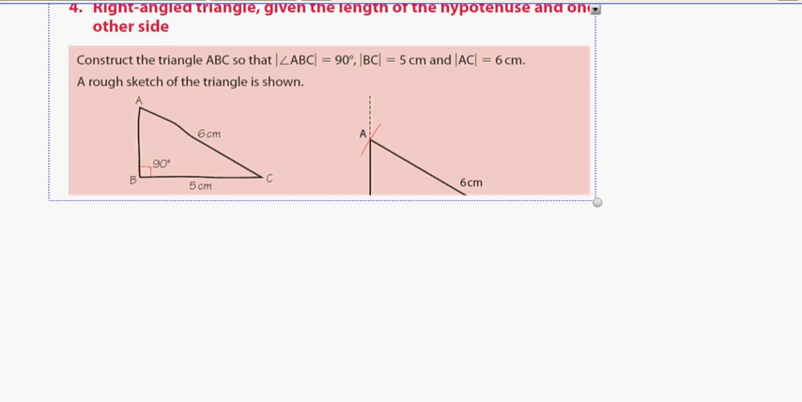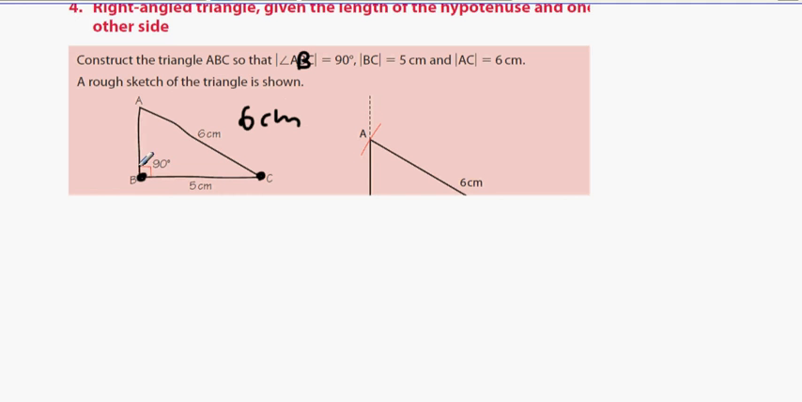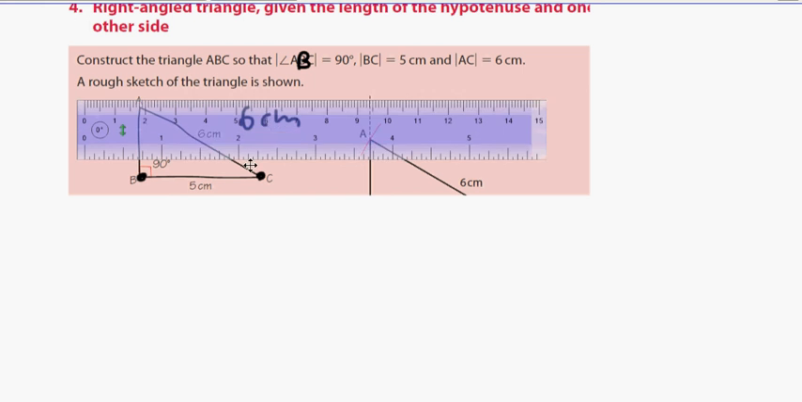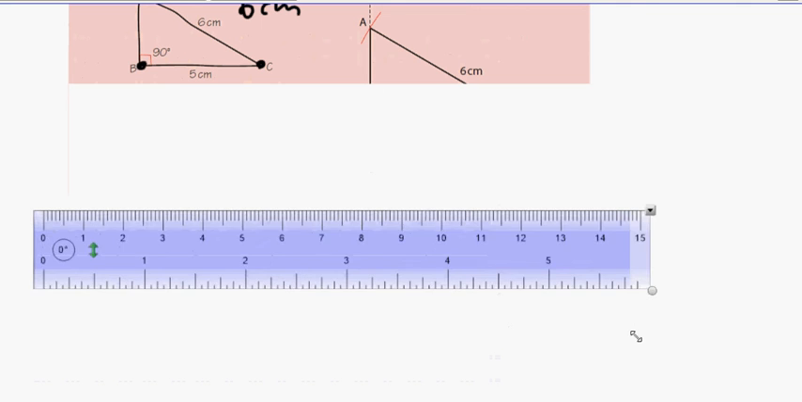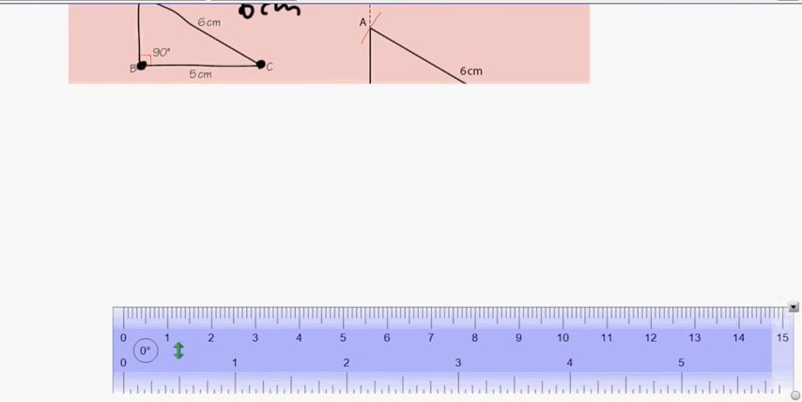So a rough sketch means that B is the 90 degree angle. You can draw either side on the bottom. Let's go for BC on the bottom. BC is 5 centimeters. Okay. And it tells me that AC, which is the hypotenuse, is 6 centimeters. Okay? So a rough diagram would have A going to B, going to C, B being 90 degrees. Now, here's how we do this. Once again, out with the ruler. Okay. Draw 5 centimeters across.